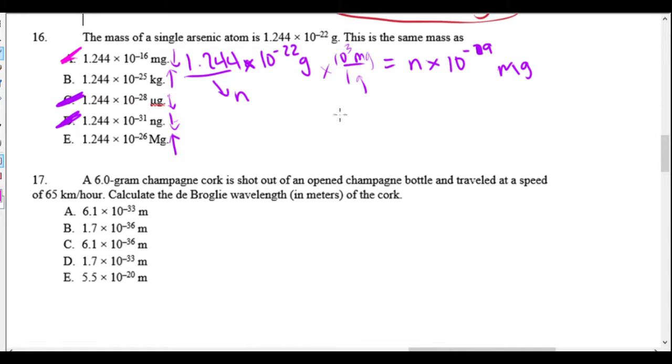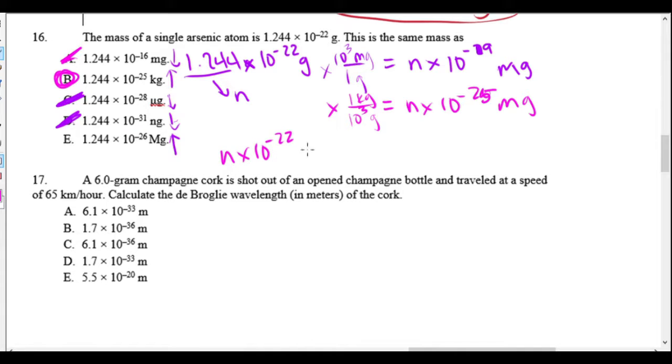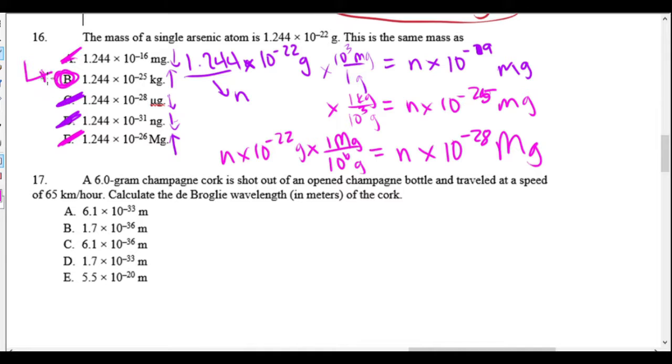For kilograms, 10 to the 3 grams is 1 kilogram. So this should go up by 3. So n times 10 to the negative 25 kilograms, I can't count. I apologize. So that actually ends up being our answer, but let's just check this one. n times 10 to the negative 22 grams times 10 to the 6 grams in 1 megagram. So this number is n times 10 to the negative 28 megagrams. And that's 26 there, so nope. So yep, for sure, B is the correct answer.